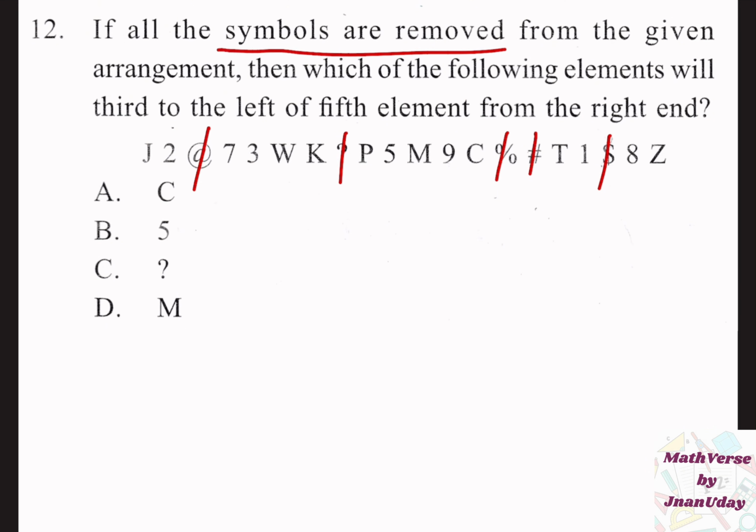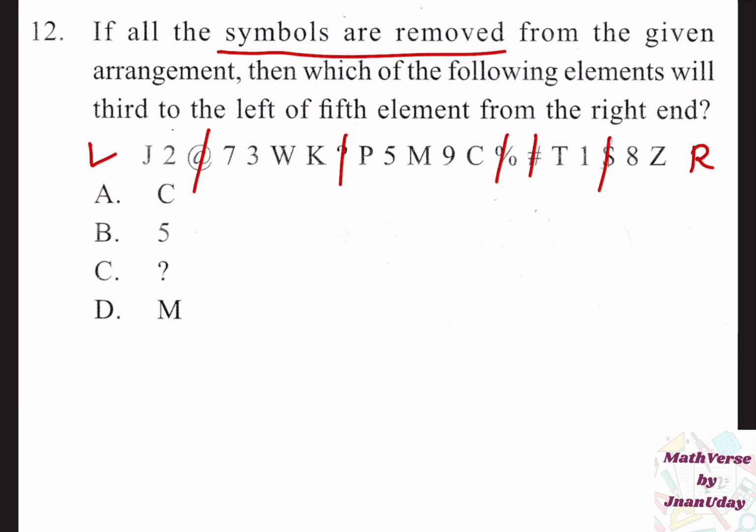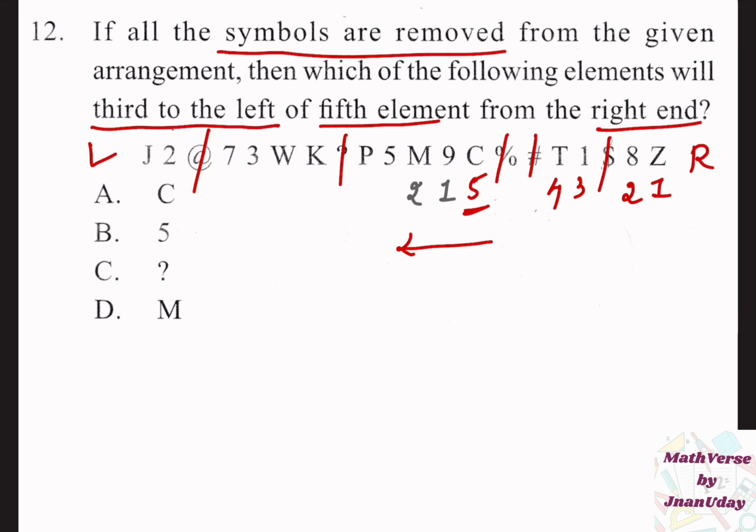First of all, let us understand this is your right hand and this is the left hand. We have to find out the fifth element first from the right hand. So this is 1, 2, 3, 4 and 5. Which will be the third to the left of this fifth element? Okay, that is our question, children. So now we have to move to the left side and find out the third element. So 1, 2 and 3. So the third element from the fifth element from the right hand is number 5. So the correct option here is option B.